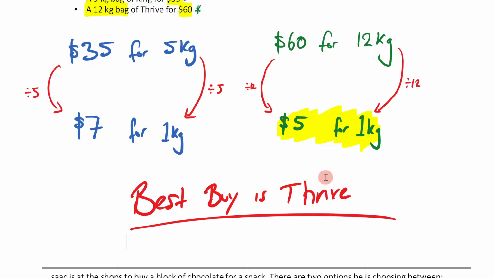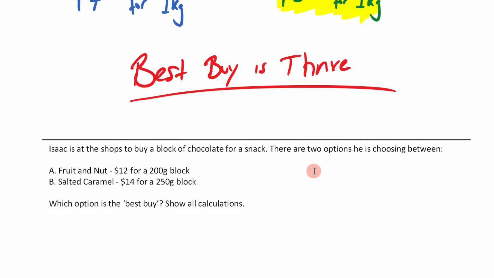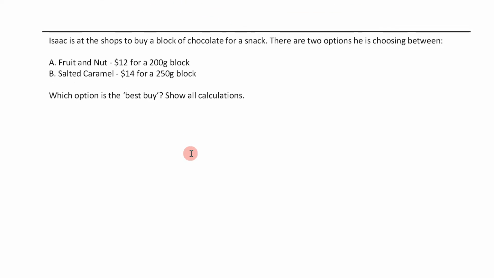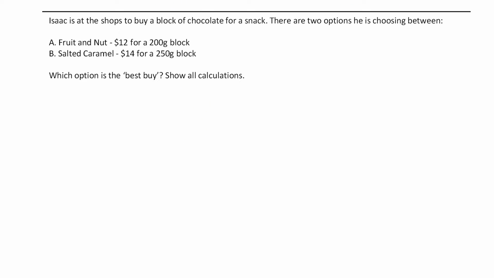All right, so having done that, let's now move on to our next one. And our next one is this. You might like to pause the video and see if you can do it yourself. It's a little bit different. Isaac is at the shops to buy a block of chocolate for a snack. There are two options he is choosing between: fruit and nut, which is $12 for 200 grams, or salted caramel, $14 for 250 grams. Which option is the best buy?